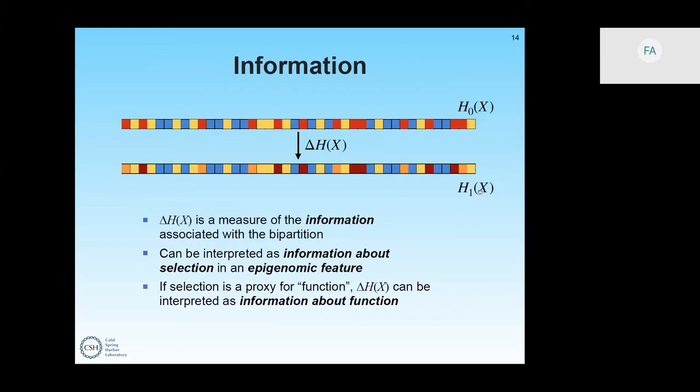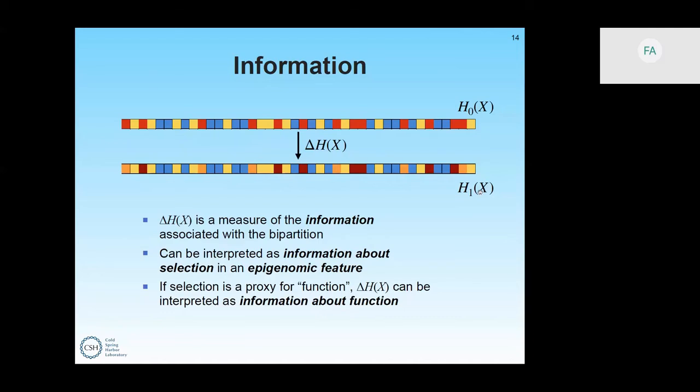We can think of it as the information associated with a partition in the genome. And if we sum that reduction in entropy across all partitions associated with a type of feature, let's say DNA-seq data, then this gives us a meaningful measure of how informative DNA-seq data is about natural selection, right? That's exactly what we're measuring here.